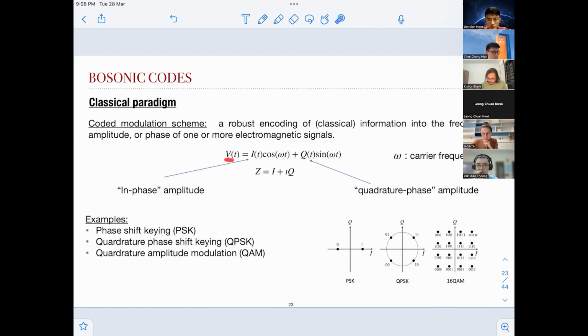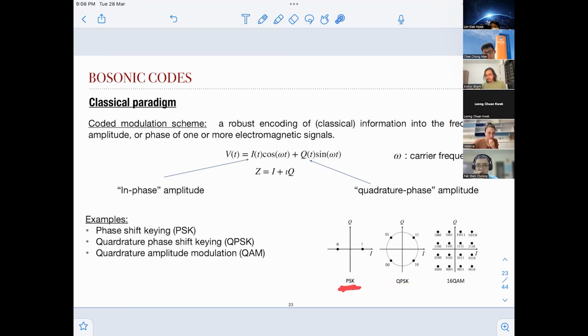So you have Vt equal to, let's say, It cos omega t plus Qt sin omega t, where omega is the frequency of the carrier wave. You can take this I and Q and write it as some complex number Z. I is called the in-phase amplitude and Q is called the quadrature phase amplitude. There are different kinds of encodings, like phase shift keying, quadrature phase shift keying, and quadrature amplitude modulation, like 16 QAM.